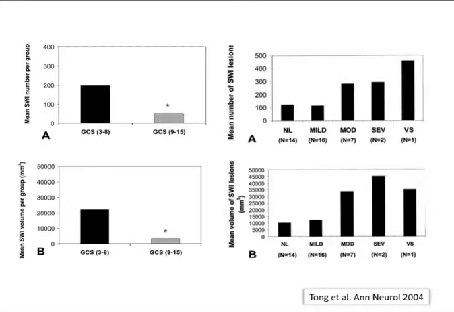This is a study in children showing that there is a relationship between the Glasgow Coma Scale on admission and the mean number of lesions or the total volume of lesions identified using SWI. And here you can see that when outcomes were assessed at 6 months, there was also a very, very distinct correlation between, again, the burden of hemorrhagic injury using this particular MRI technique and the long-term functional outcome.